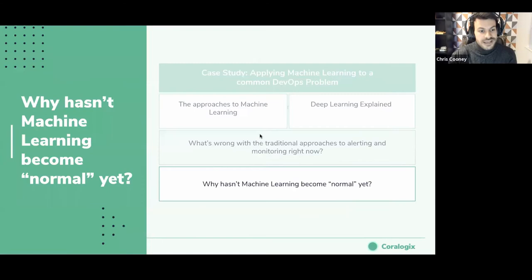Why hasn't machine learning become more normal yet? So my experience as a software engineer is quite straightforward. I use Prometheus and I have some alerts and I love them and they work, they're okay. But Lior, why is my first instinct when I go to my alerting or whatever, not machine learning?